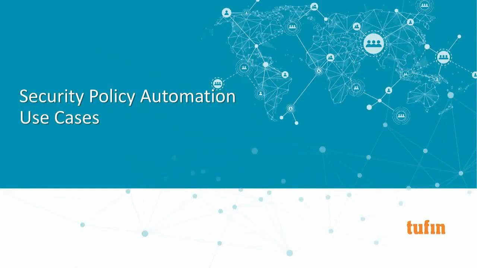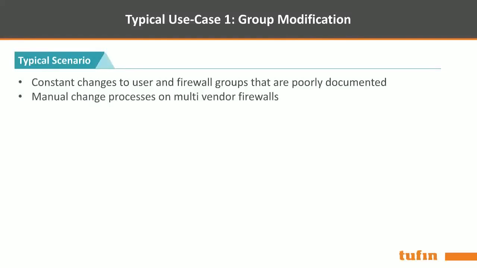So let's have a look at some of the security policy automation use cases that we have at hand. The first typical use case is group modification, and this is required because there are constant changes to the environment, which create changes to user and firewall groups, and those changes are currently not properly documented in many organizations. Doing those changes manually is very confusing and complex, especially if you're in a multi-vendor firewall environment.